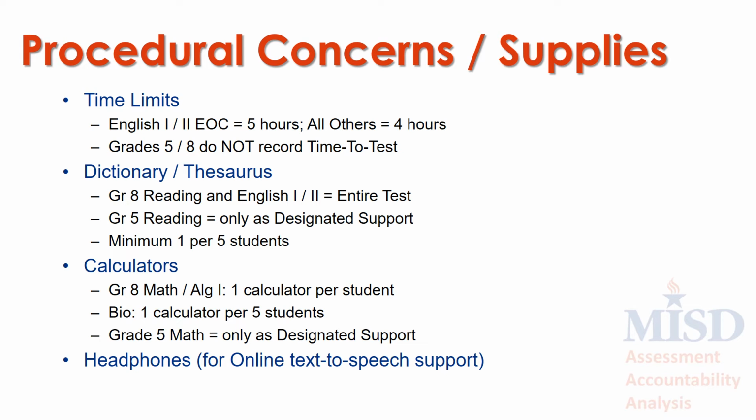Timing rules and other procedures remain the same as during spring testing, with one exception. For grades 5 and 8, time to test data does not need to be indicated. All students taking grade 5 and 8 reading and English 1 or 2 EOC should have access to a dictionary. And all grade 8 math, Algebra 1, and Biology students should have access to calculators. Remember that these tools must be provided for students taking STAAR Paper and STAAR Online, even though the online version includes its own tools. Lastly, remember that students taking STAAR Online with text-to-speech support require headphones.